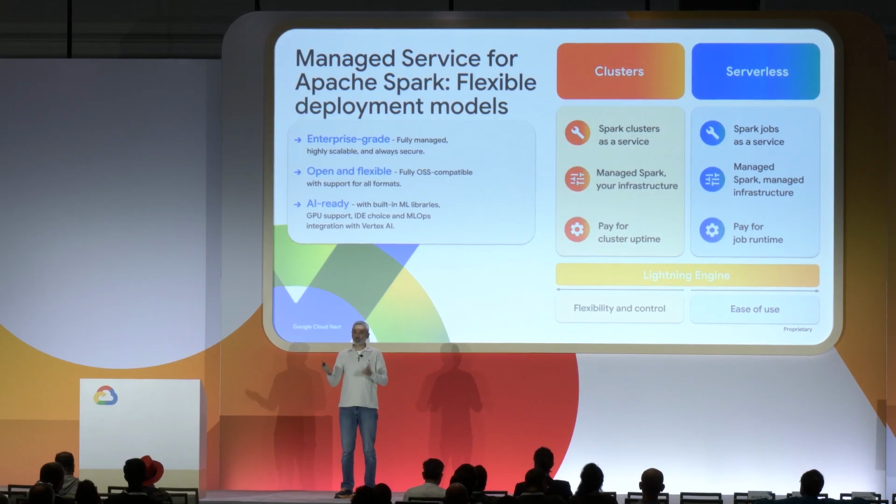Now, all of this comes with the same Spark, which means it is fully enterprise grade. It's open and flexible, it's fully OSS compatible, and it is AI ready. So it is integrated into all kinds of things that you can do for AI. For example, GPU support is natively integrated into it. You can create environments with NVIDIA GPUs. We have some friends from NVIDIA in the audience today.